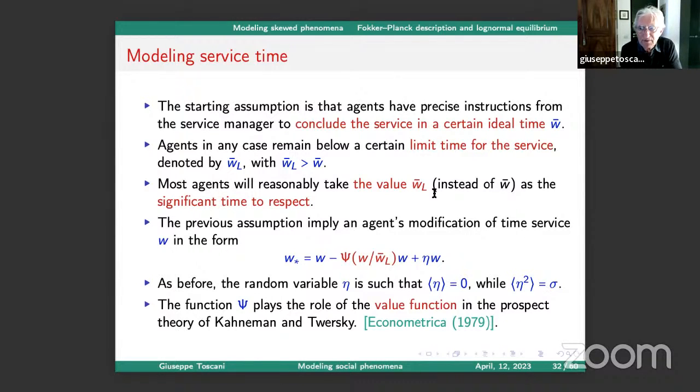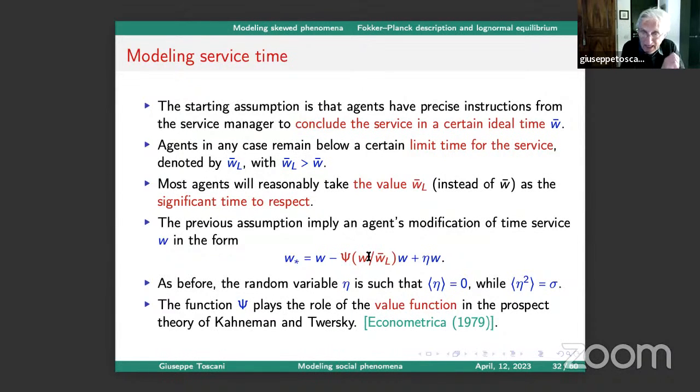And then I do the same that I did before with the Galton board. Let's say that if I did a service in a certain time W, then in the new service time I will use a modification, which is given in terms of this C of W over W_L, plus a certain random part, which depends on many factors, but clearly it can be that there is some randomness in this behavior. And as before, I take the variable theta in such a way that the mean is 0 and the variance is equal to sigma.